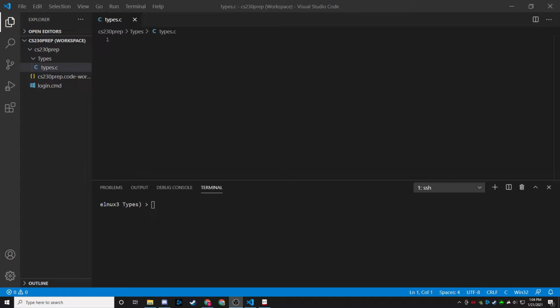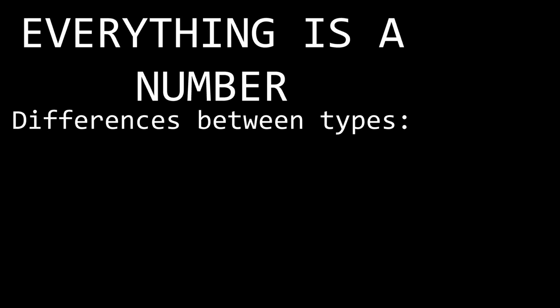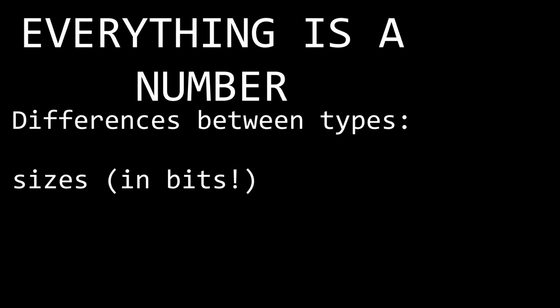Welcome back to a rapid introduction to C. Today I'm going to talk about types in C, the basic types you're gonna come across. I just wanted to preface the video and talk about how types work in C. Basically, everything in C is a number, and there are differences between each type. There's the size of the type, in bits. For example, we'll talk about how an integer has more bits than a character.